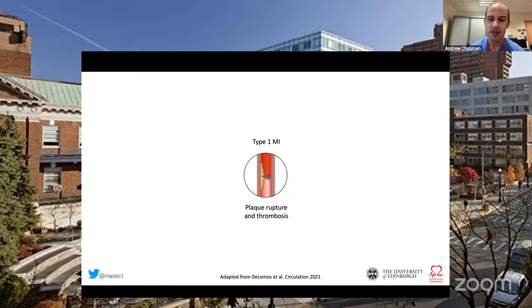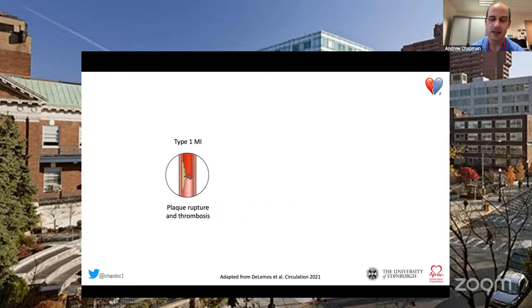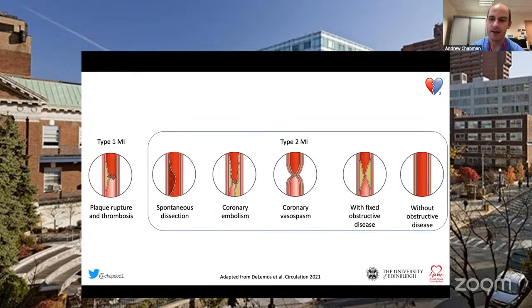A type 1 myocardial infarction is due to atherosclerotic plaque rupture and thrombosis. And a type 2 myocardial infarction is an umbrella term. It's a heterogeneous term, and it encompasses a wide variety of different disease mechanisms. So spontaneous coronary artery dissection, coronary embolism, coronary vasospasm, patients who may have fixed obstructive coronary artery disease, and those patients without coronary artery disease.